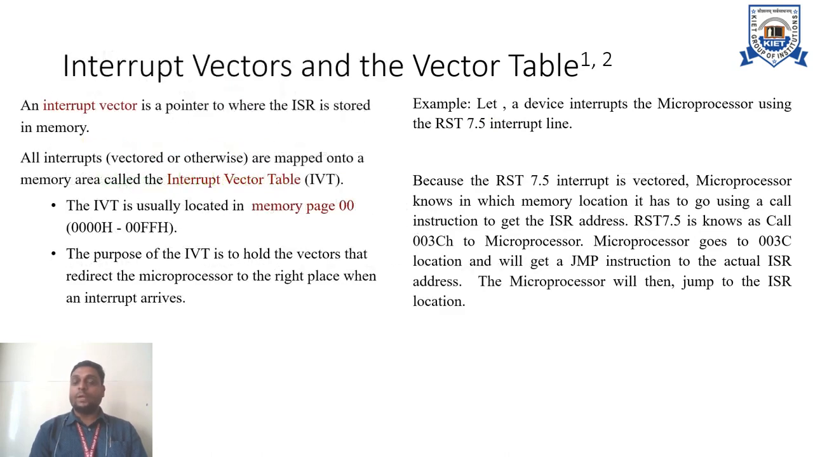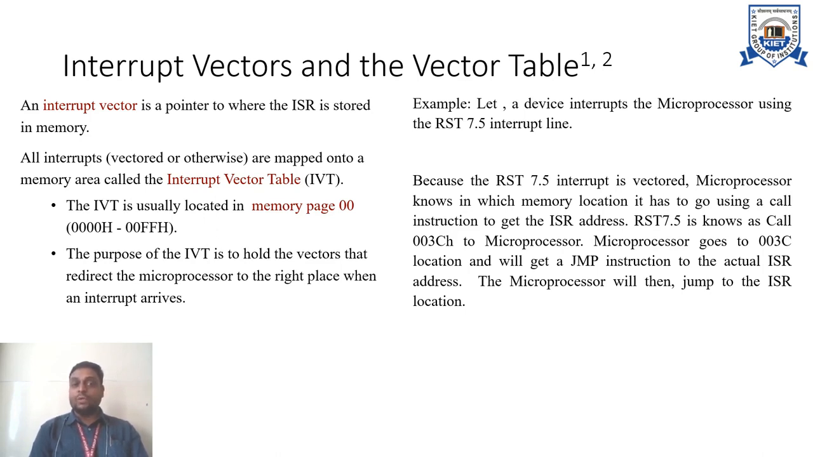Interrupt vectors and vector table. An interrupt vector is a pointer to where the ISR, that is the interrupt service routine, is stored in memory. All interrupts, whether vectored or non-vectored, are mapped into a memory area called the interrupt vector table. Means once the interrupt is generated, it will go to that particular memory location. That memory location is represented using the vector table. All the addresses are in the vector table itself, the interrupt vector table.